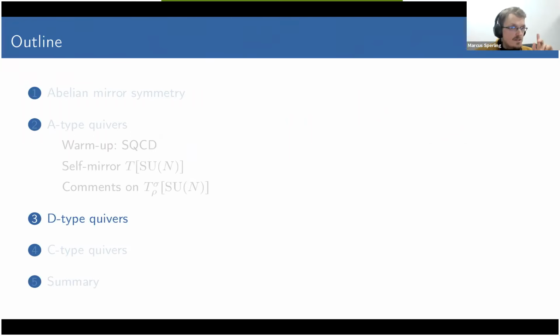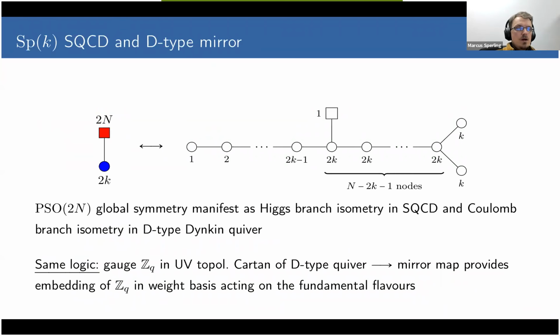Now, after having done the A-type thing, we can go to some more daunting exercise. We can do a D-type Quiver. Here, of course, there's certain things you can't do, and there's one thing you can still do. So on the orthosymplectic Quivers, we know there's a shortage of topological symmetry that you can refine. So here we restrict ourselves to gauging the topological symmetry in the D-type Quiver and comparing it to the flavor symmetry on the orthosymplectic mirror.